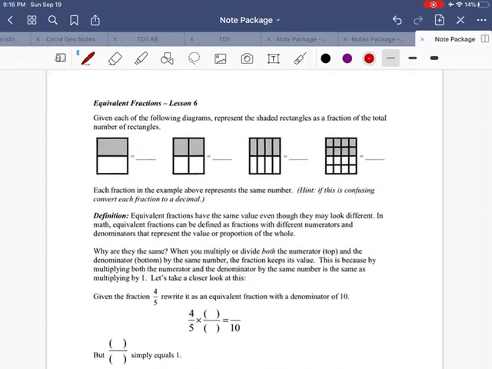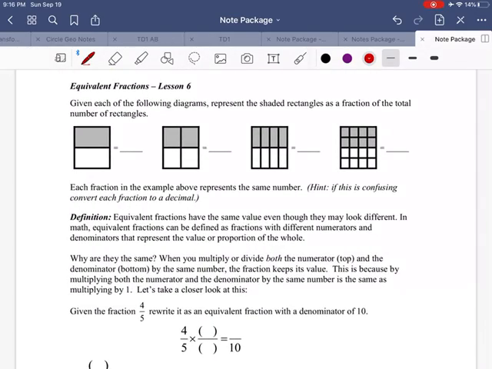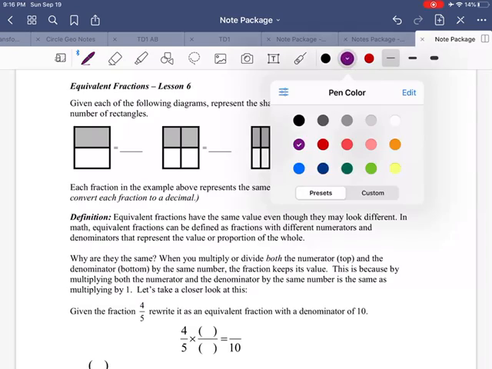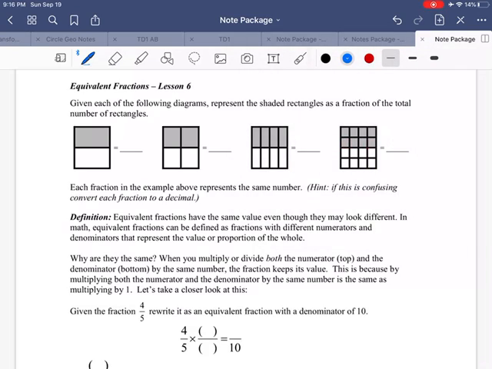Okay, equivalent fractions, lesson 6. So to start off, let's represent the shaded rectangles as a fraction of the total. I'm going to change my pen color today. I'm going to go blue.